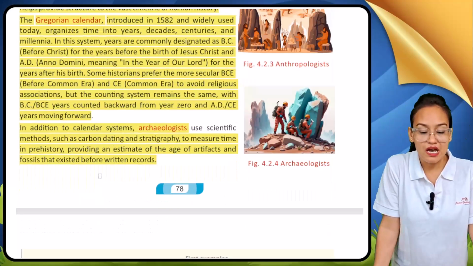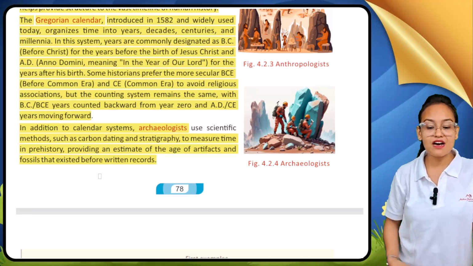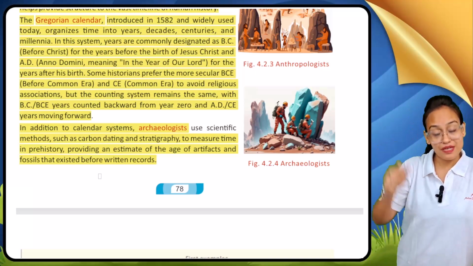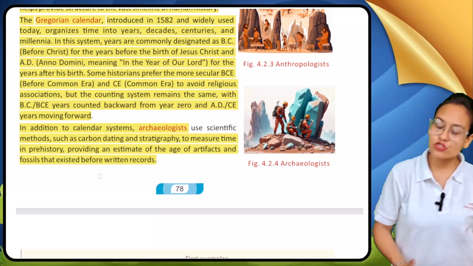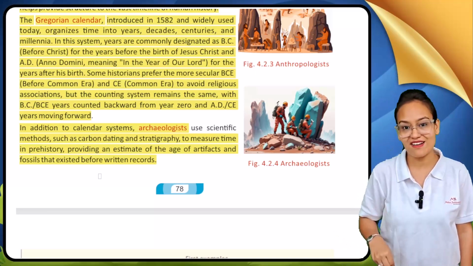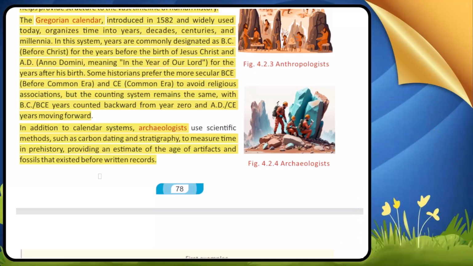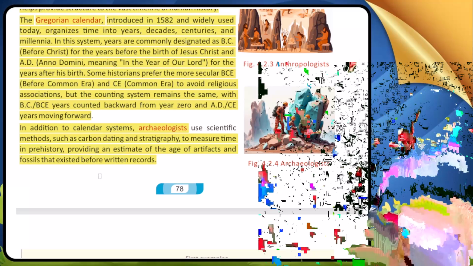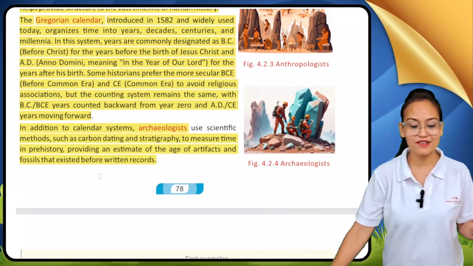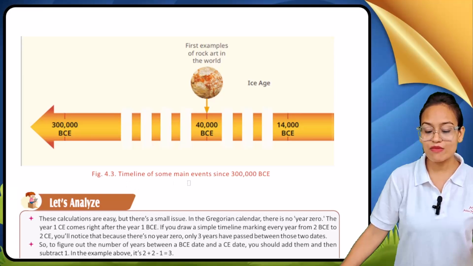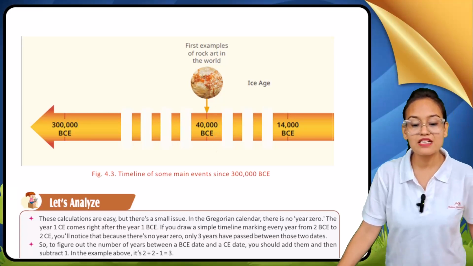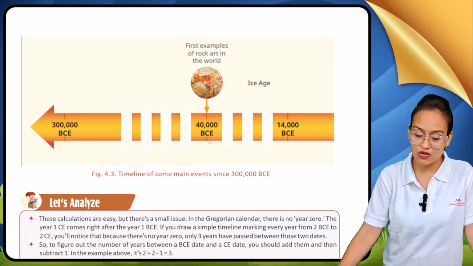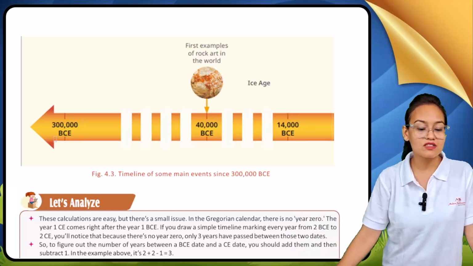Prehistory: carbon dating and stratigraphy give the exact timeline. For example, dinosaurs. We found the fossils of dinosaurs, and these fossils do not belong to this era; they belong to millions of years ago. We can easily find out from which era a fossil came. Now here you can see the timeline of some main events: 3 lakh BCE, the first example of rock art in our world, 40,000 BCE, the Ice Age.